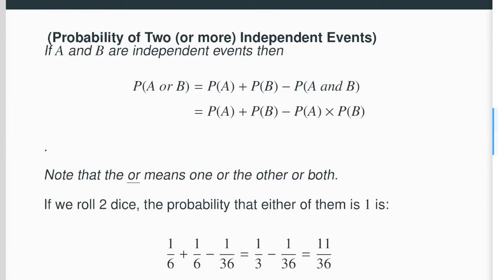If we roll two dice and we want to know the probability of one of them being a 1 or the other, this is what we were looking at last time. So we can add them together: the probability that the first one is a 1, so that's our 1/6. The probability the second one's a 1 is also 1 in 6, but we have to subtract off the overlap, that 1 in 36 chance that they're both 1s. So we get an 11 in 36 chance that if we roll two dice, then one or the other or both will be 1.